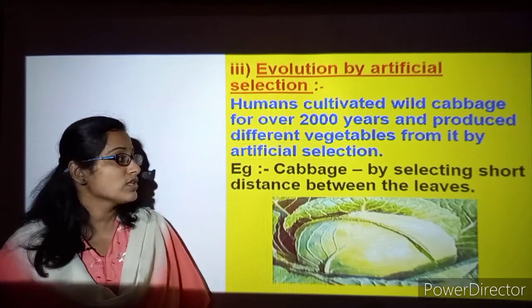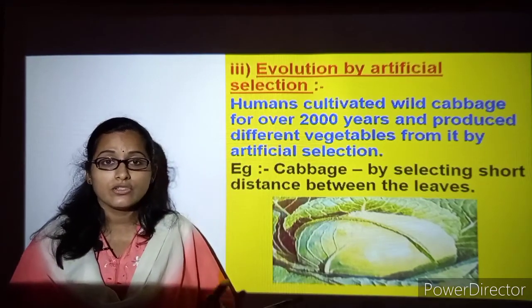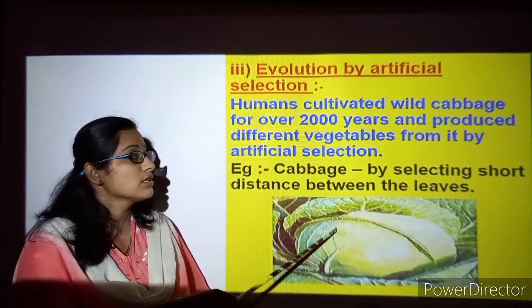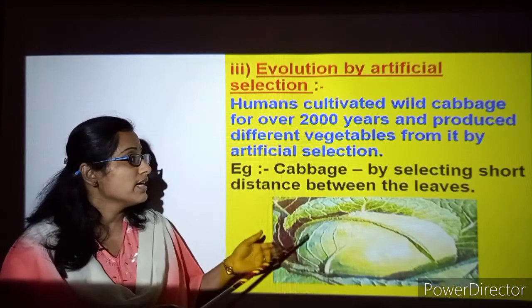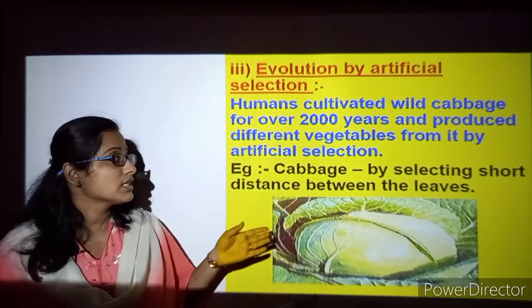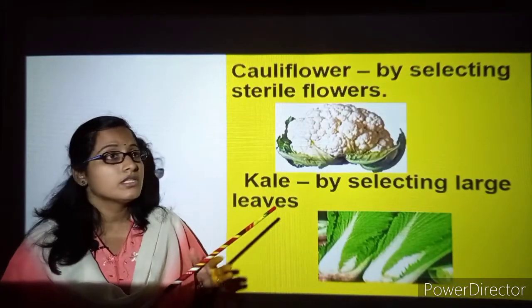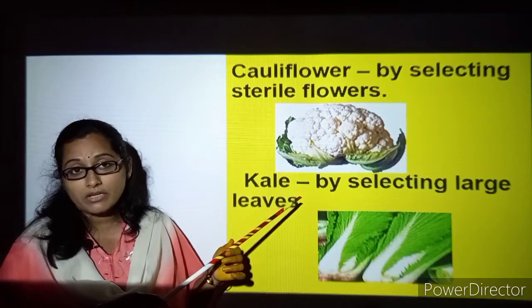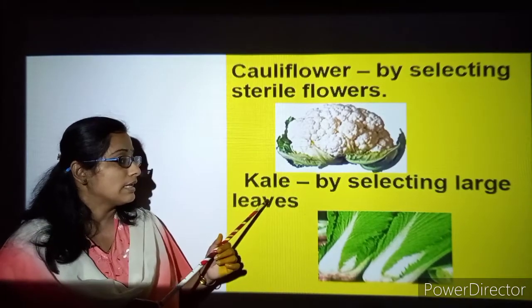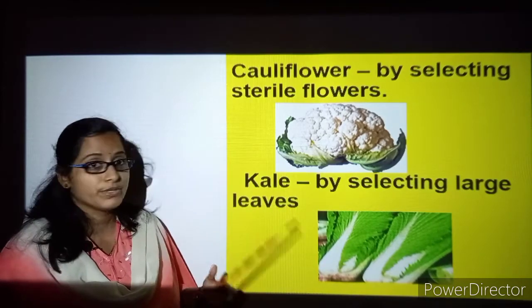So how cabbage was selected was by selecting short distance between the leaves. So from this cabbage, the other related species of the cabbage came into existence. So let's see that now. Cauliflower was produced by selecting the sterile flowers. Then kale, it was by selecting the large leaves that this plant was produced.